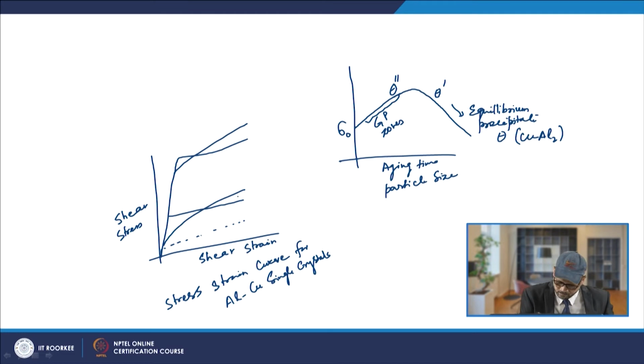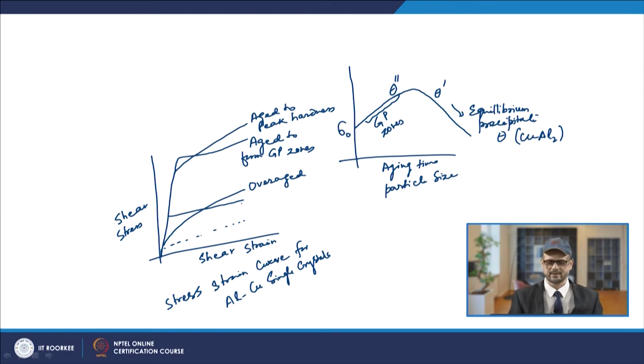So, this is for the aging to peak hardness, and this is for the aging to form GP zones. And this will be for the overaged condition, and this line will be, once you are coming here, for the solid solution, and this line is for pure aluminum.